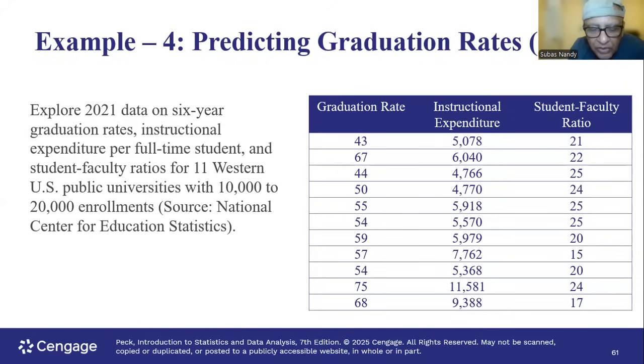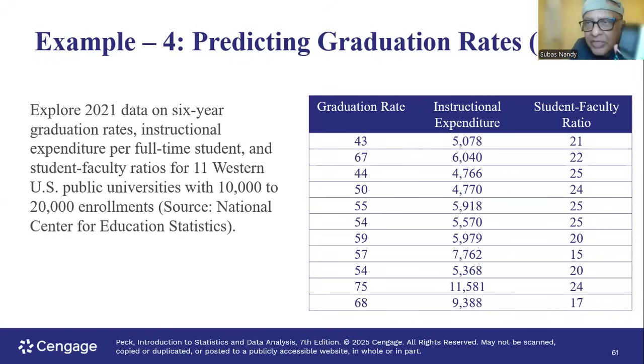Okay, so 5078, 6040, 4766, 4770, 5918, 5570, 5979, 7762, 5368, 11,581, and 9,388. Okay, these are the x values.